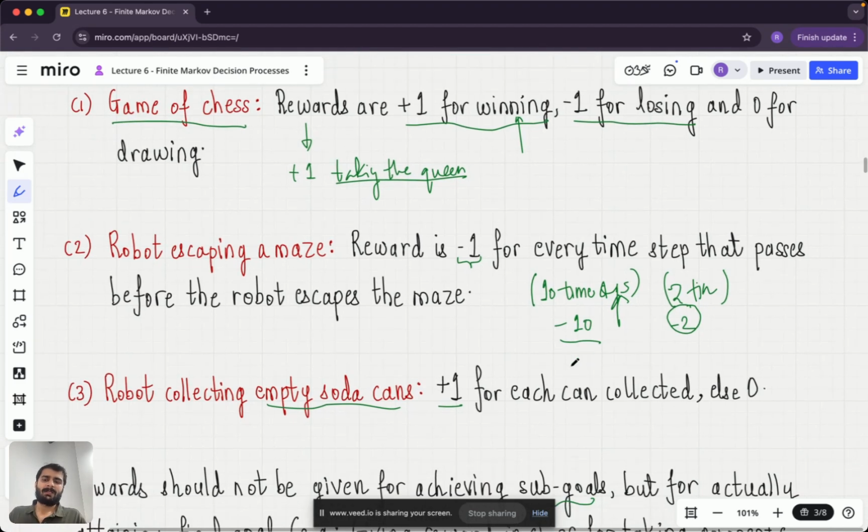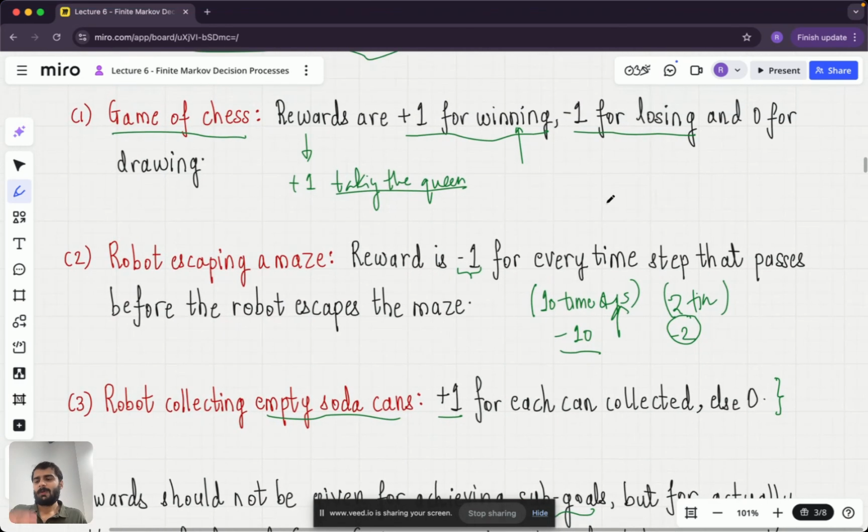Then, if we are making a robot collect empty soda cans, then the reward is plus one for each can collected, otherwise, the reward is zero. This is kind of similar to the pick and place example where we had a reward of plus one for every object successfully picked.